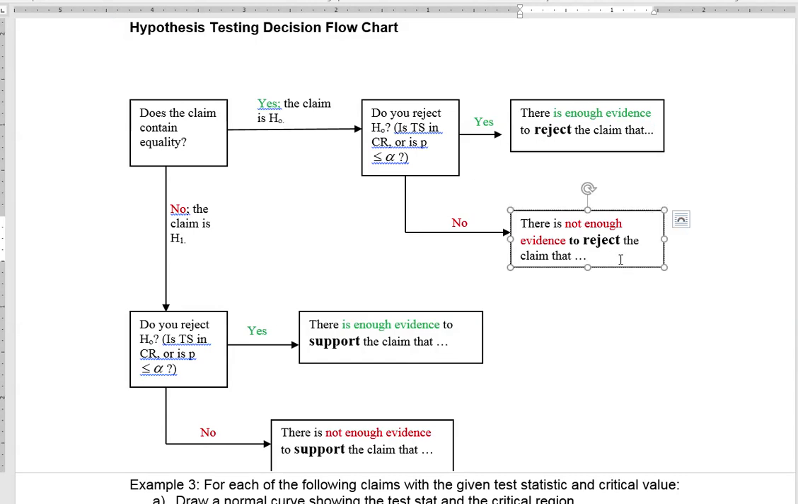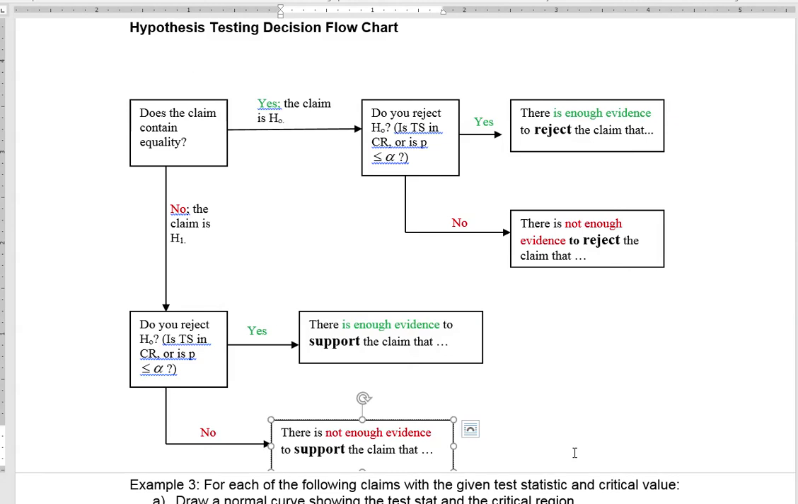So if we're going the other direction and we say no, there's not enough evidence to reject H0, we're also making that weaker statement. So we're going to say there's not enough evidence to reject the claim in the case that our claim is H0, or we're going to say there's not enough evidence to support the claim. So those nots go together again. If it's not in the critical region, we do not reject H0 and there's not enough evidence. So keep those tied together.